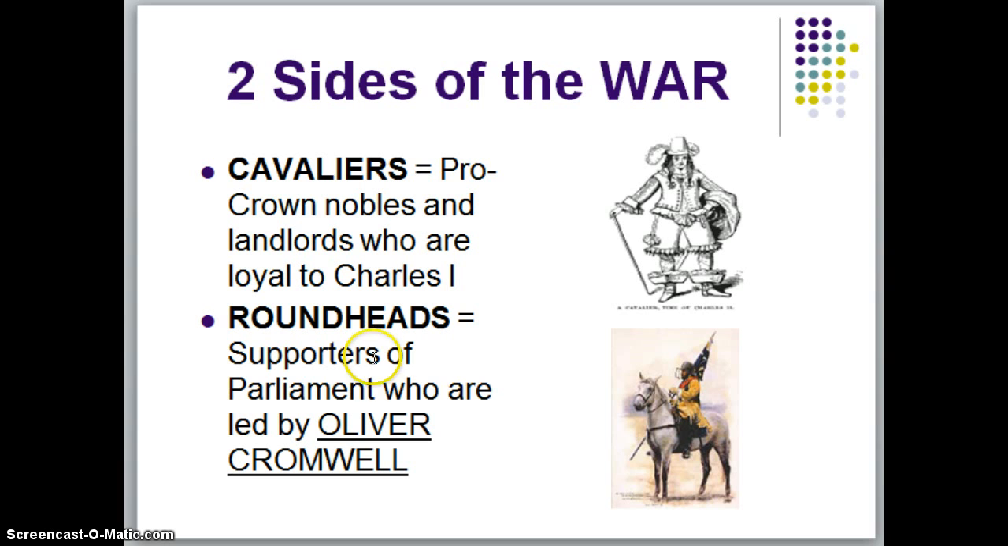The other side of the war are called Roundheads. These are people who support Parliament, and they're going to be led by Oliver Cromwell. If you take a look at this picture, the gentleman is wearing a helmet, and the helmet is very round at the top, and that's supposed to give them that round head shape. Also, a lot of them had that bowl cut, that haircut, where it was kind of rounded. Also gave them that name, the Roundheads. Roundheads are supporters of Parliament, and Cavaliers are supporters of the crown, the king.